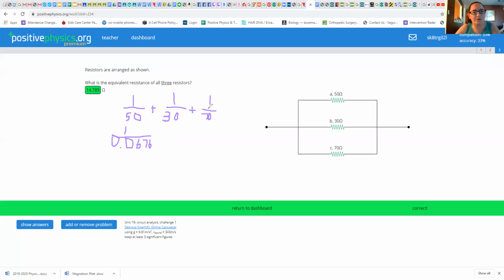So take 1 over whatever your answer was for this. So this was our answer here. And I didn't round my answer when I'm putting it into the calculator. So if you know how to do that on yours, you can do it. So my final answer for this was 14.789. And I know it likes 3 decimal places, so I put in 3 decimal places. Okay, so that is what I put in, and it was correct for all 3 resistors.